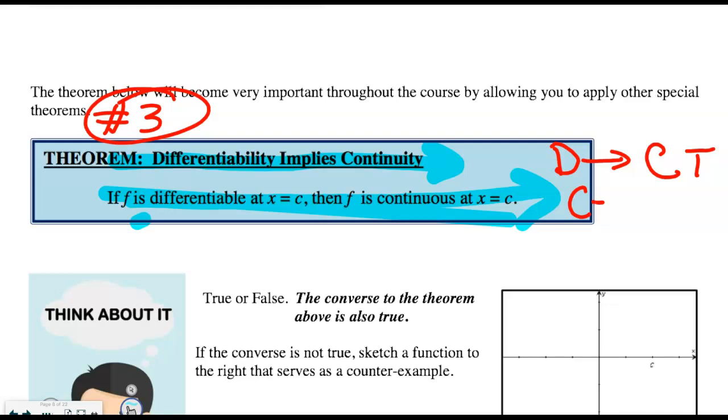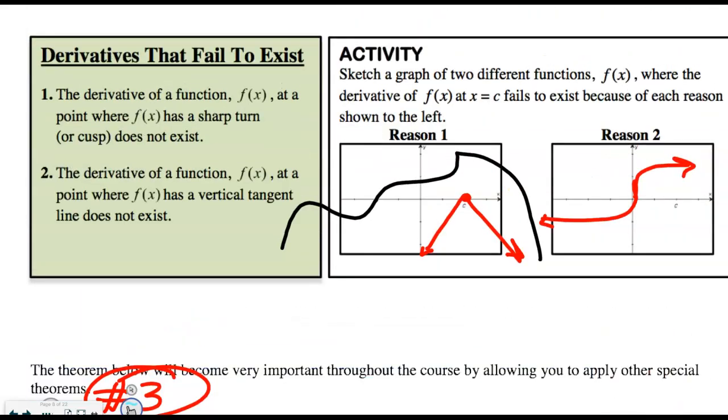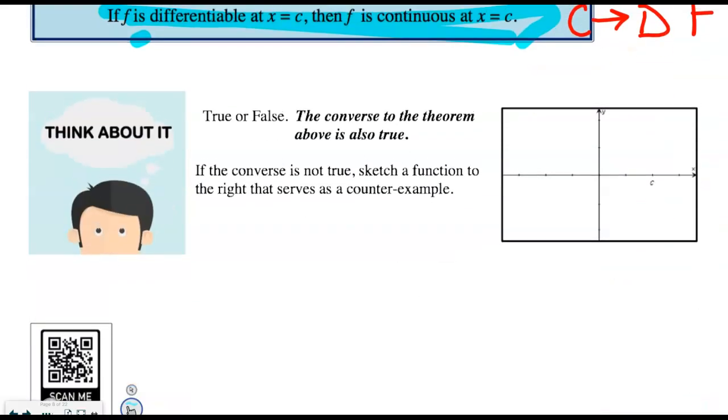Its converse, continuity implies differentiability, would be if a function's continuous, then it's differentiable. That is false. Go back to that red graph. And I said, is it continuous? Yes or no? The red one. Yes. Is it differentiable at C? No. So that's a perfect counterexample to that. So let's answer this down here first. It says if the converse is not true, which just swaps, the converse would be this.